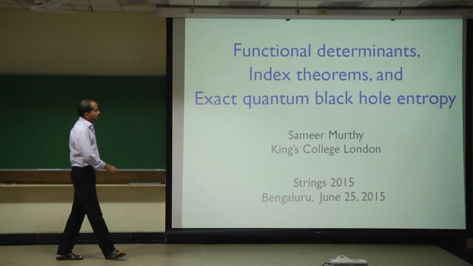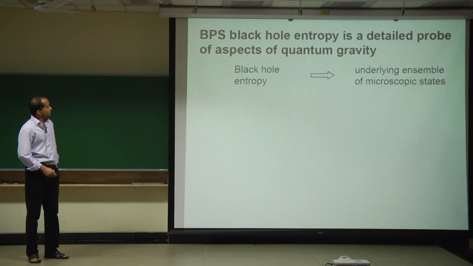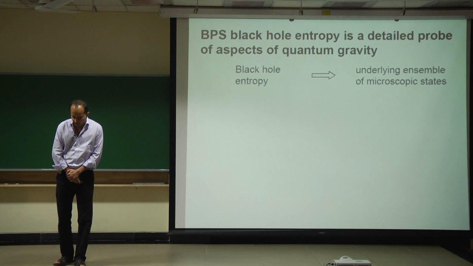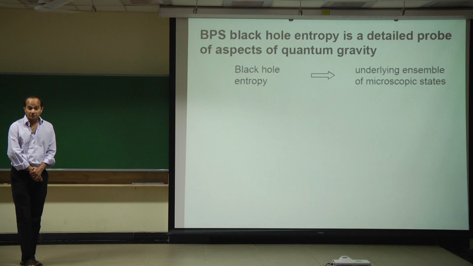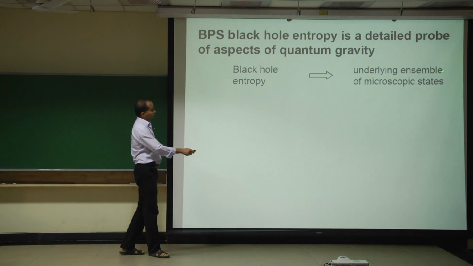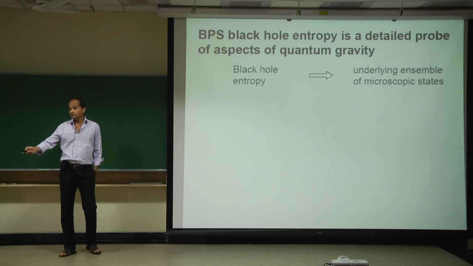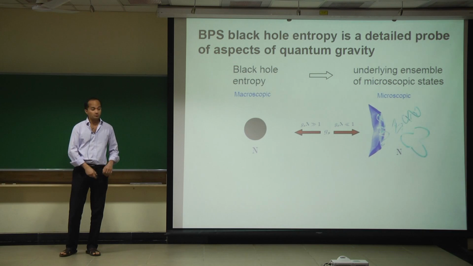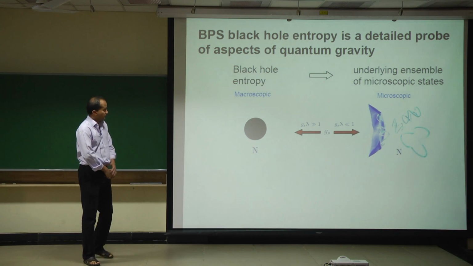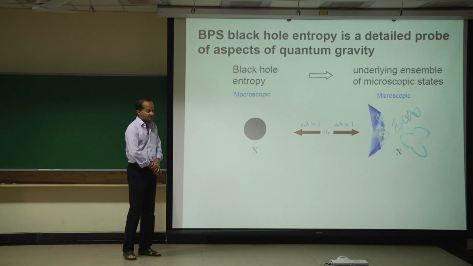So let me begin with a very brief introduction. In any theory of quantum gravity, we take the fact that black holes have thermodynamic entropy to mean that they're actually made up of an underlying ensemble of microscopic states. In string theory, this expectation is borne out very beautifully and in great detail, starting from the pioneering work of Sen and Strominger and Vafa in the mid-90s.